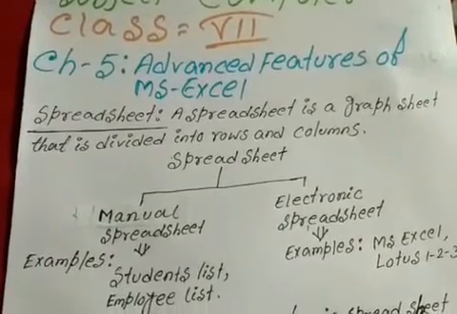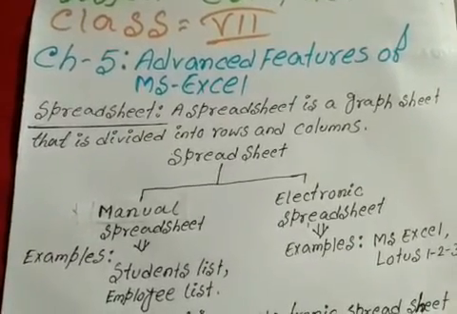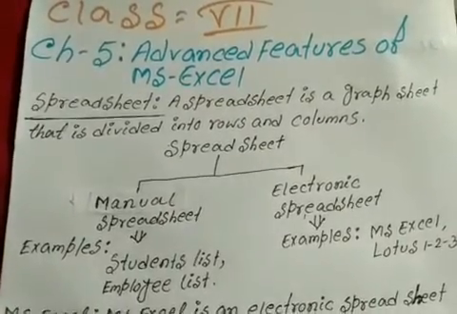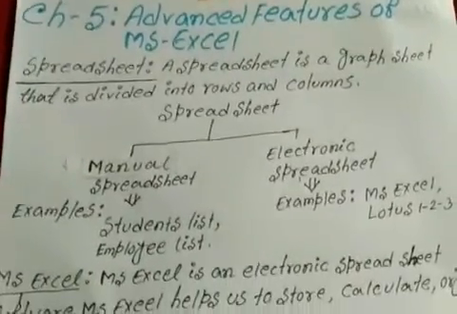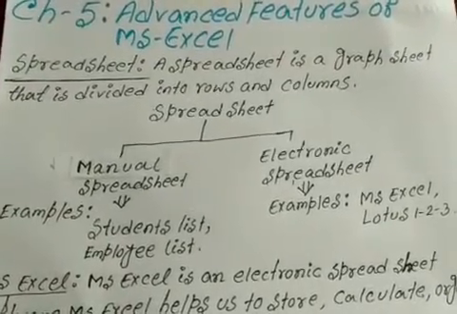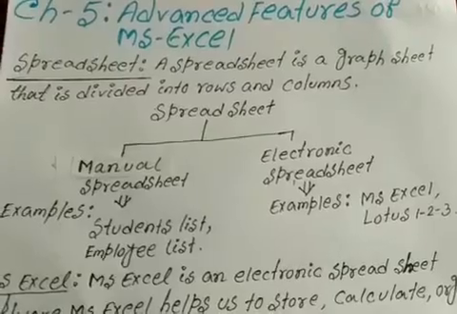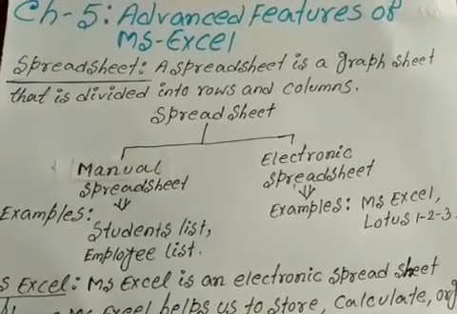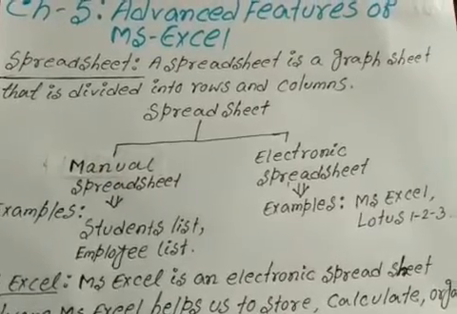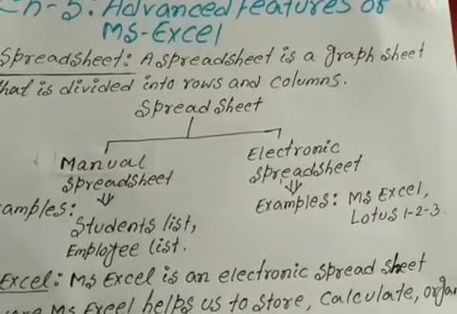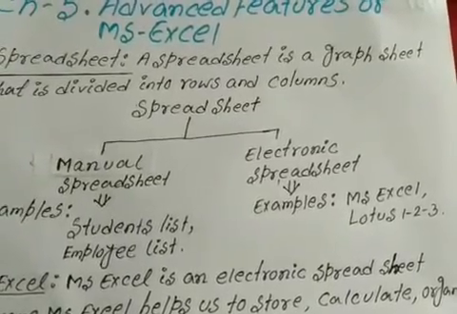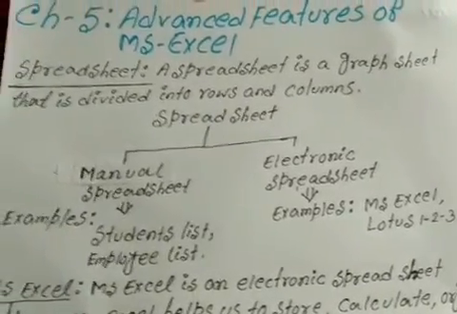Spreadsheet can be divided into two categories: manual spreadsheet and electronic spreadsheet. Examples of manual spreadsheet are students list, employee list, etc. Those are used for business purposes. Examples of electronic spreadsheet are MS Excel, Lotus 1-2-3.